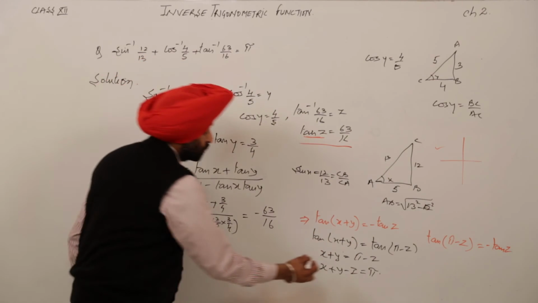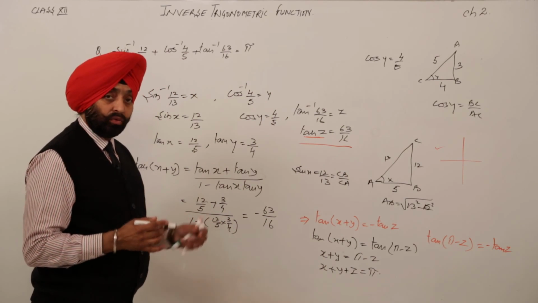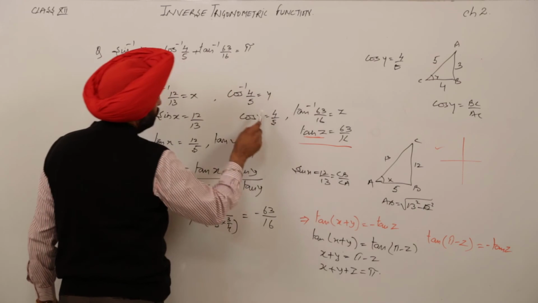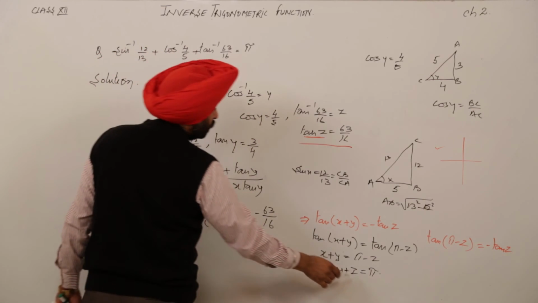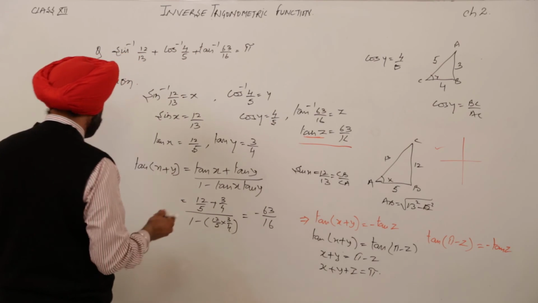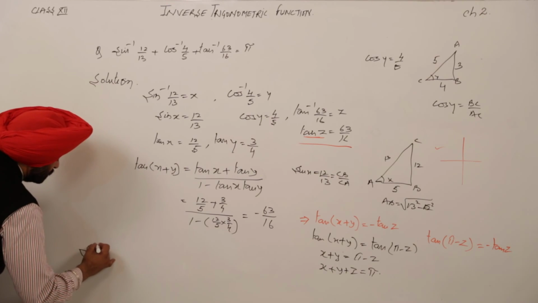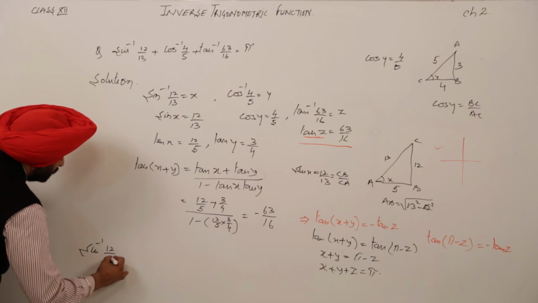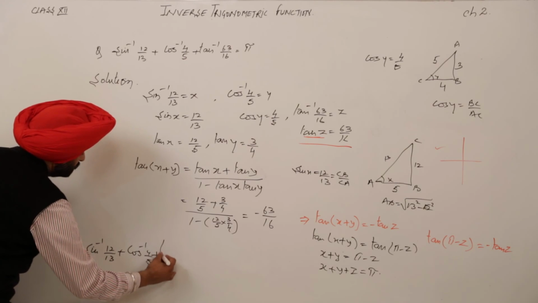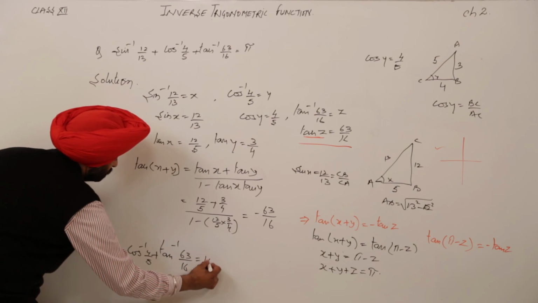So now our question is x plus y plus z is equal to pi. What is x? X is sin inverse 12 by 13. Y is cos inverse 4 by 5. And z is tan inverse 63 by 16. So here we have proved the question. The answer becomes sin inverse 12 by 13 plus cos inverse 4 by 5 plus tan inverse 63 by 16 is equal to pi.